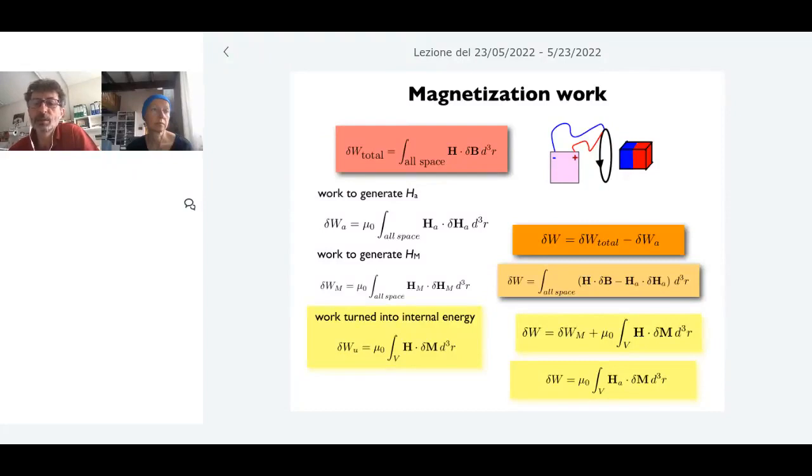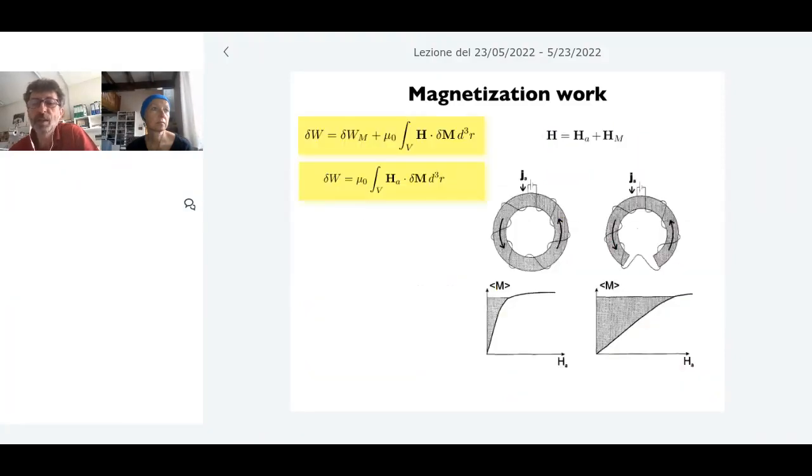Otherwise, if we leave the magnetic material open, in a sense, then we will have to generate the magnetostatic field. Let's see an example of this difference, because this is very nice. The example is the following. Let's take a magnetic material, a ring.